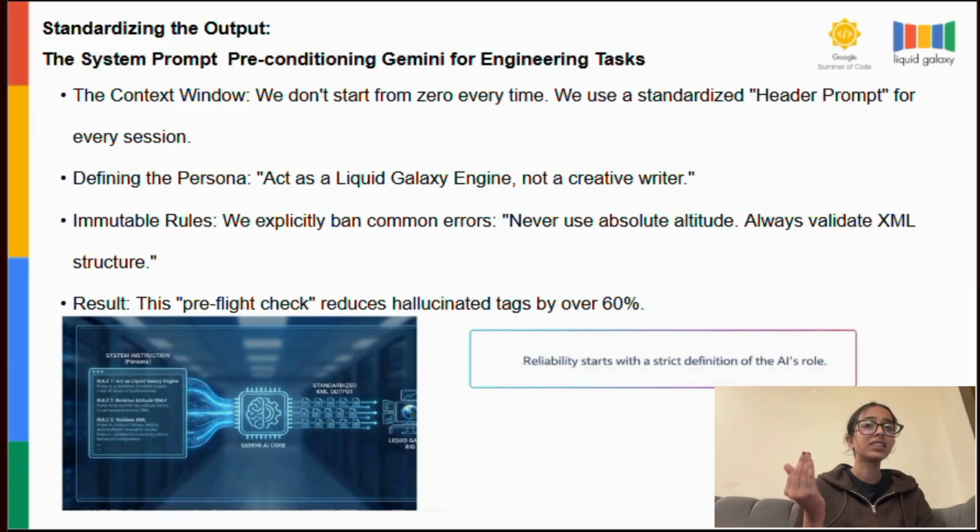By defining these constraints upfront, the output becomes even more predictable. So reliability comes from definition, right? Not just correction. We have to define it properly. So that's when we can get our results the way we want them.